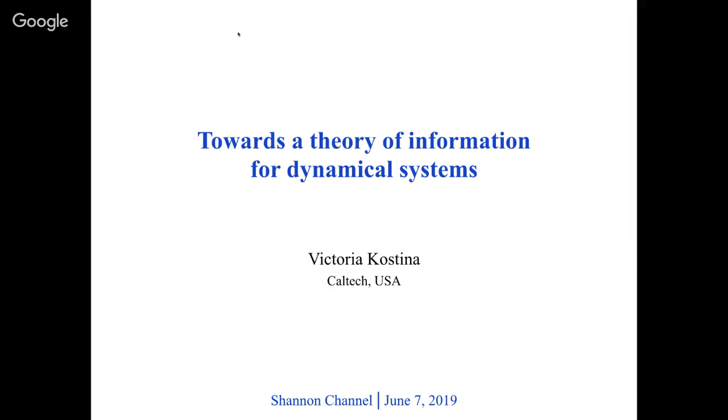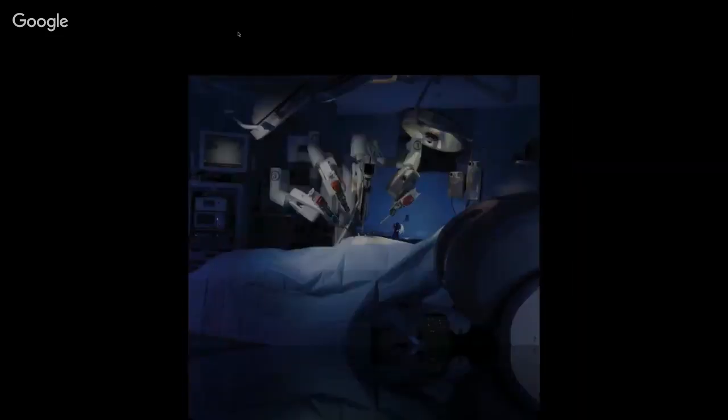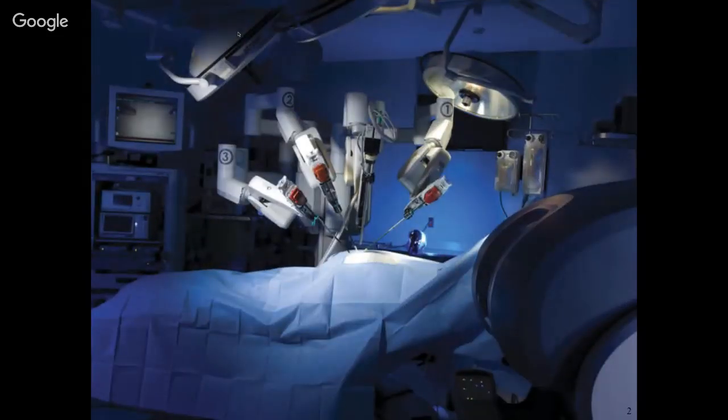Today I'm going to talk about the first steps towards a theory of information for dynamical systems. The motivation for this research lies in the philosophy of Internet of Things, where we have many devices connected over wireless links that can be unreliable, that can be rate constrained, and we would like to communicate to these devices with a goal in mind.